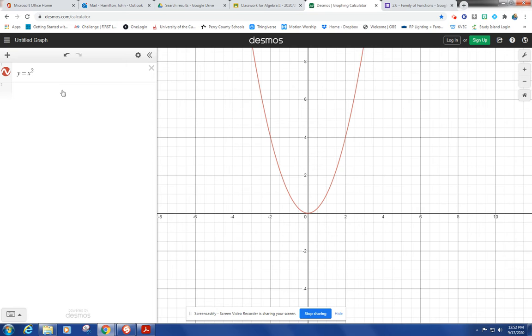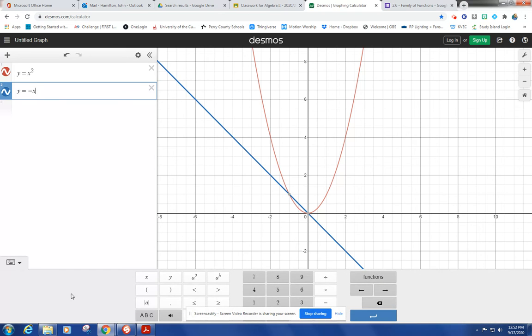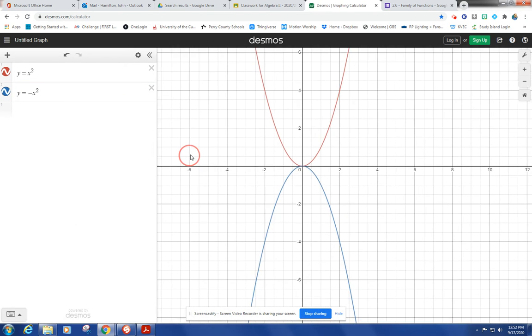So this again is your parent graph, y equals x squared. And one of the things I had you do was, for example, to put in y equals negative x squared. You will notice as soon as we do that, that it creates a reflection.